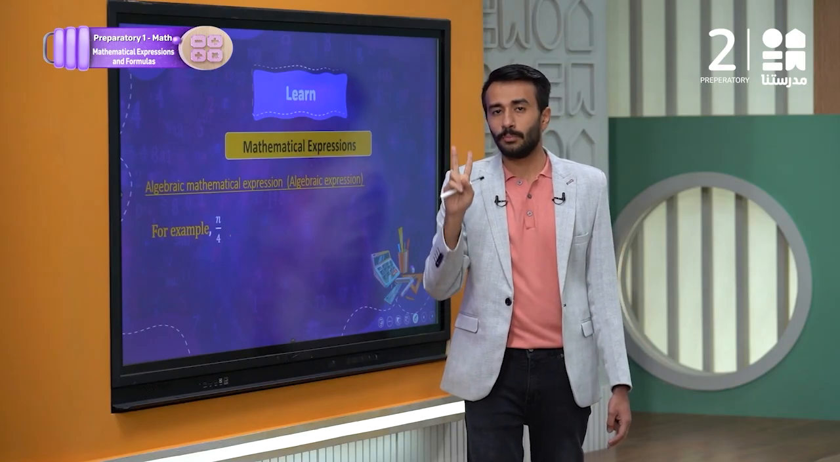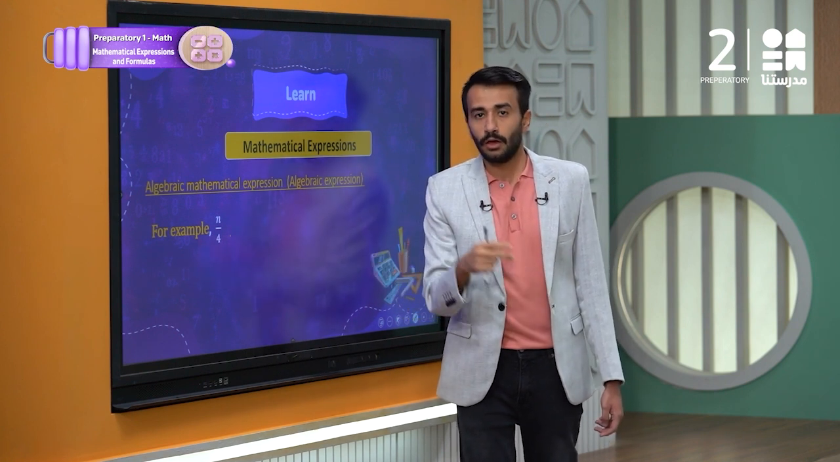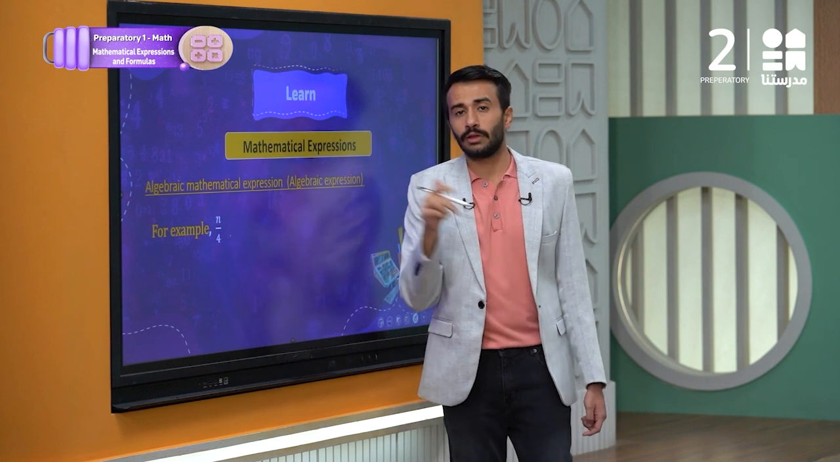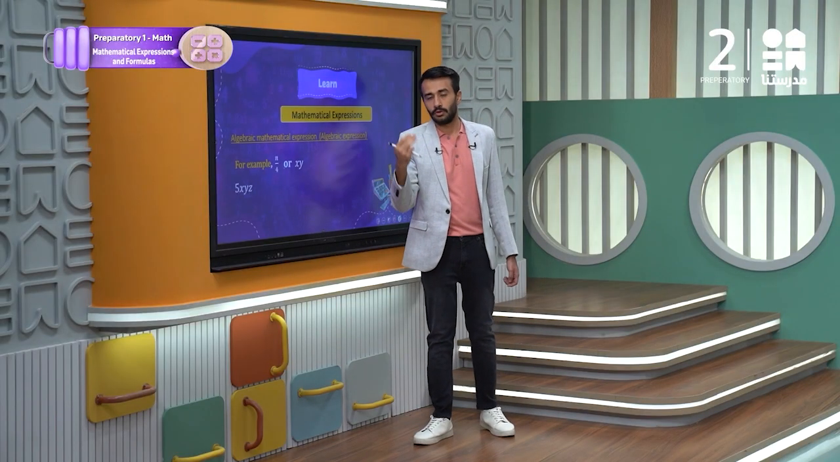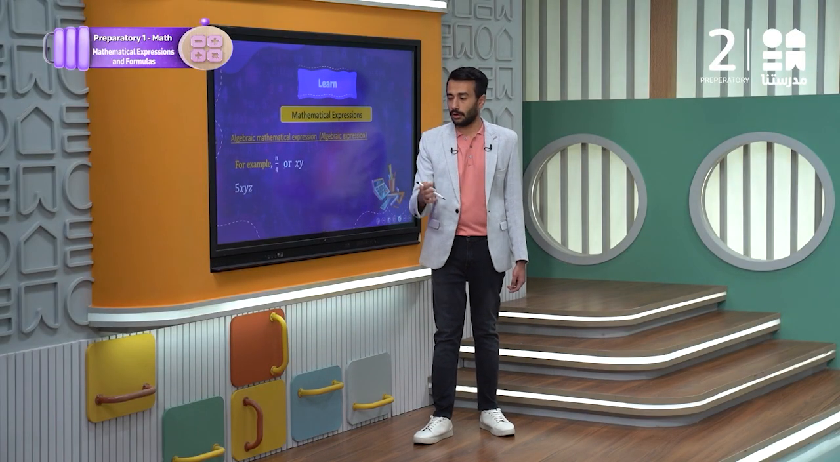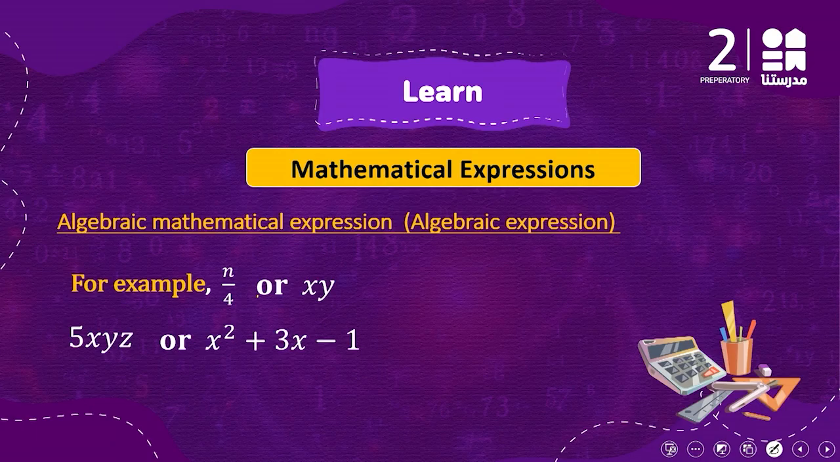So mainly we have two types of expressions. When you have numbers only, it's a numerical expression. When you have letters, it's called an algebraic expression. Another example like xy, which is x times y. Another example 5xyz, which means 5 times x times y times z. And another example, x to the power of 2 plus 3x minus 1. Later on, you will know why this is written without a multiplication sign and what x power 2 means.